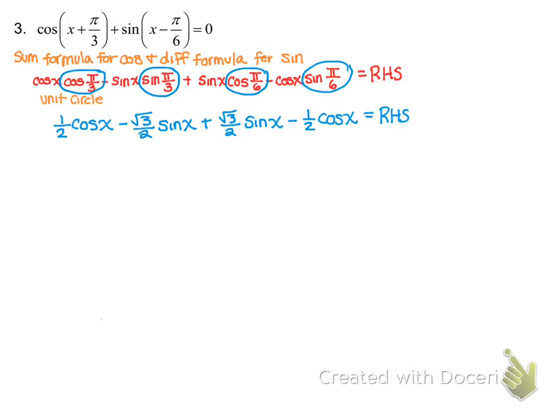All right, so we have positive cosine x, and all the way on the right we have negative cosine x. So these guys go away, and so do the middle two terms. They subtract out, and we get 0 on the left, which is our right-hand side.